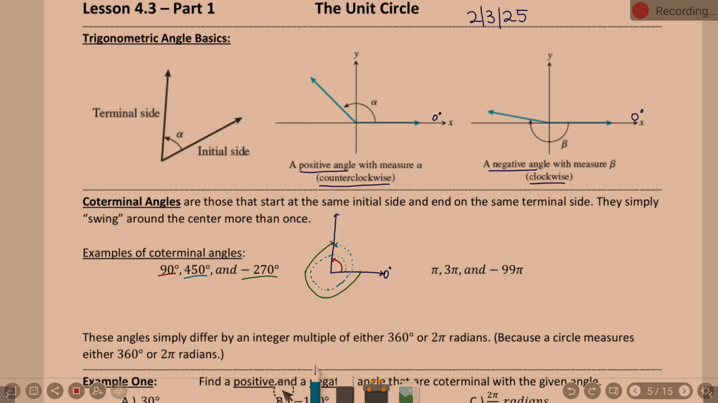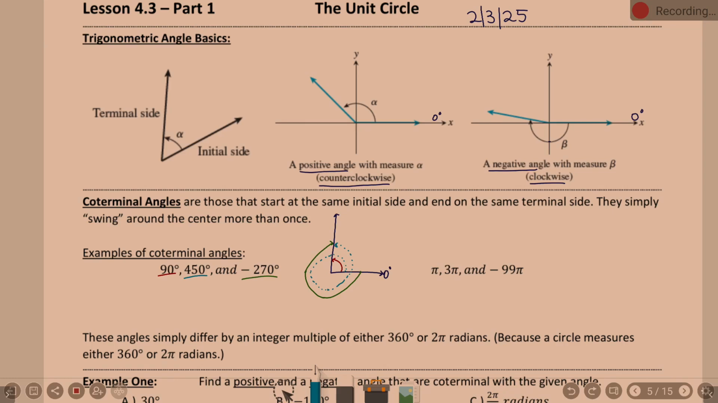Okay. So those are examples of coterminal angles. If you do the math and start looking, 90 plus 360 is 450. 90 minus 360 is negative 270. So they're a difference of a loop around the circle, which is 360. Now, we have to work in radians too. That's going to be the harder part of this chapter, but we have to work in radians too. The argument here is that pi, 3 pi, and negative 99 pi are all the same angle.